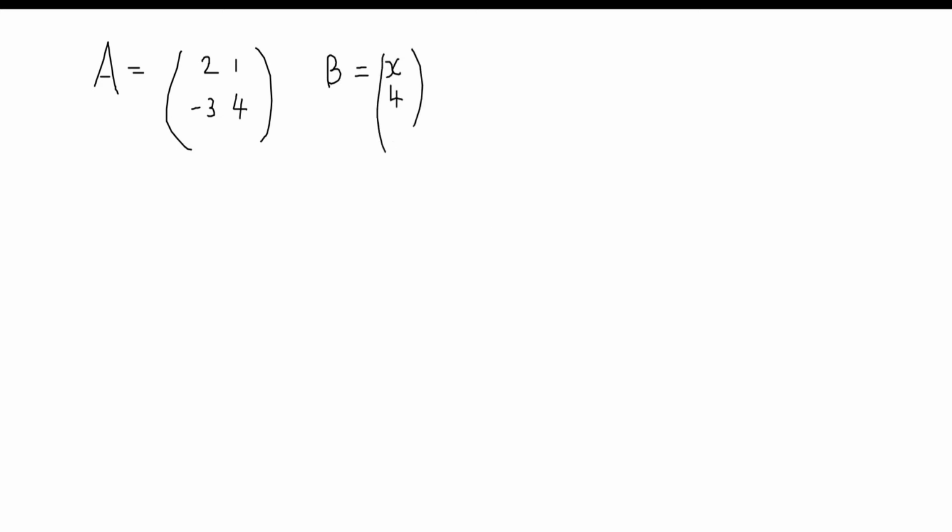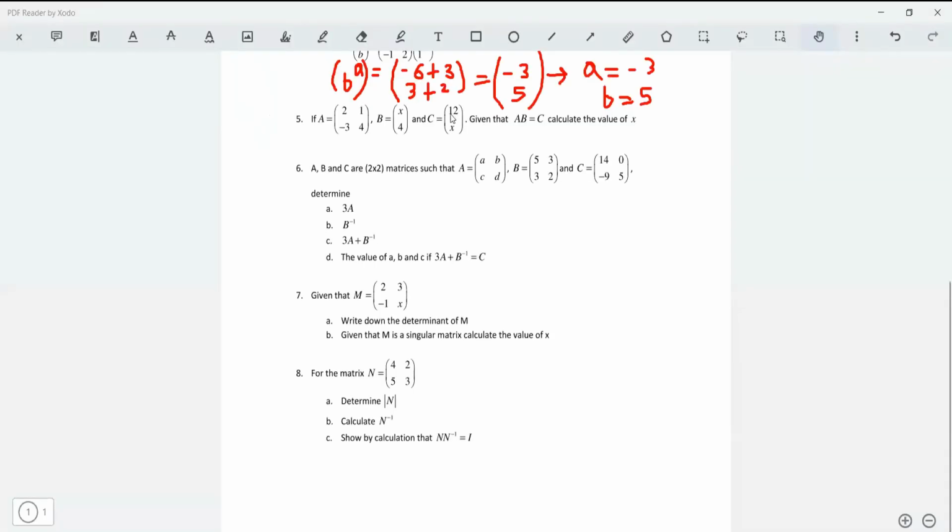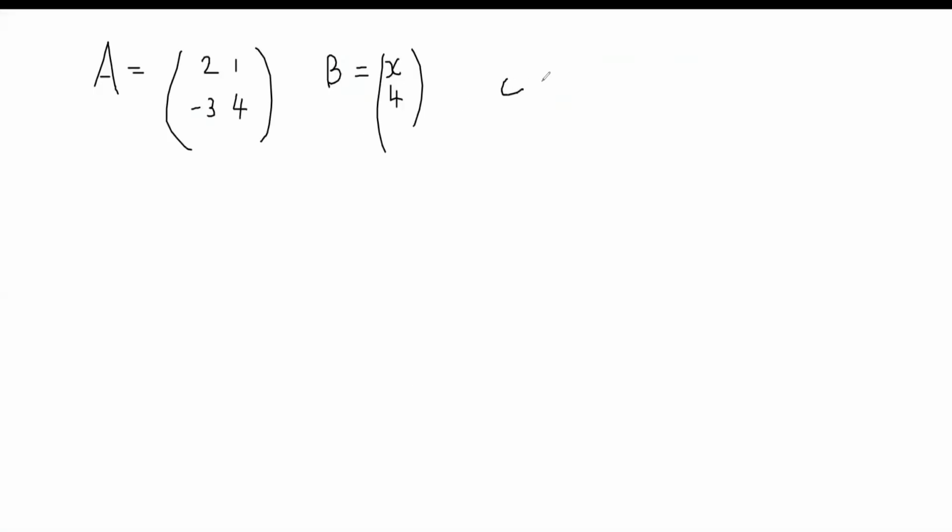And then they gave us matrix C, I believe. Let's look back at it. They gave us matrix C, which is 12x, and then they tell you that AB is C. They also tell us that C is 12x, and AB is equal to C.